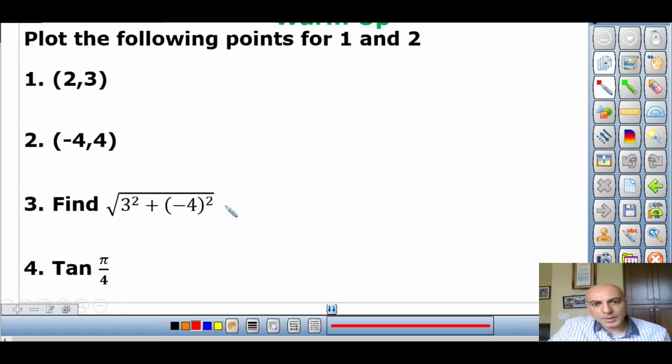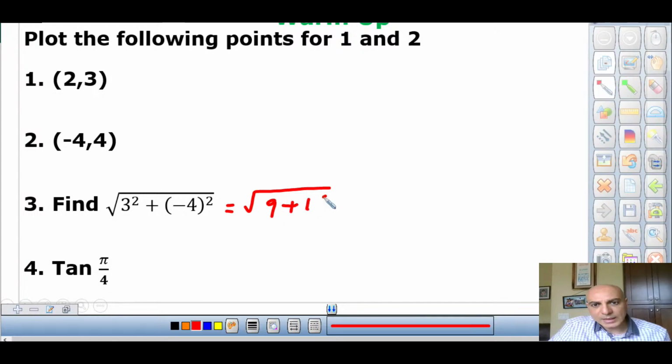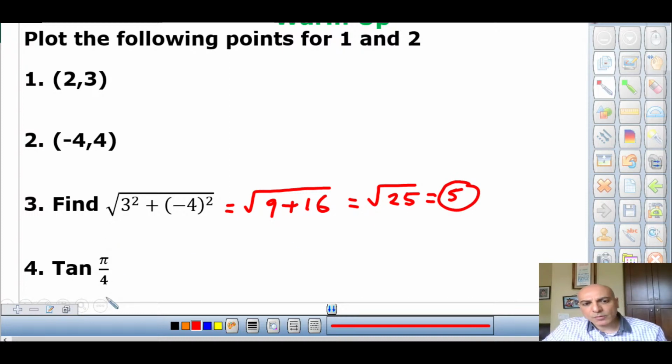This is basically, they're saying that I've got 9 plus the 16. 9 plus 16 is how much? Interesting. 10 plus 16 is 26, so take 1, that's 25, which is just a 5. Okay. Tangent pi over 4.